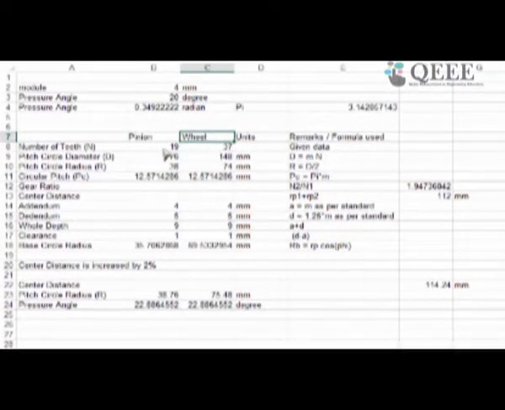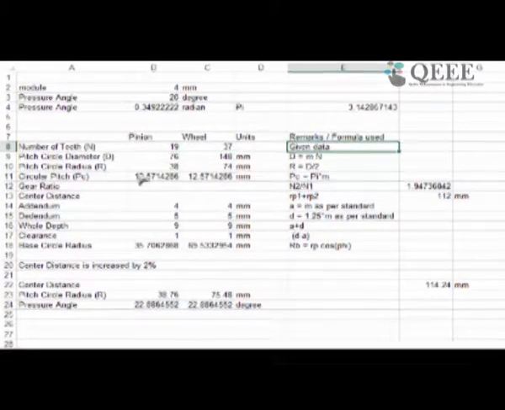It is given that the number of teeth is 19 in the pinion and the number of teeth in the wheel is 37. Wheel is, remember, the larger. So the larger gear will have the larger number of teeth also. This is as per the data.